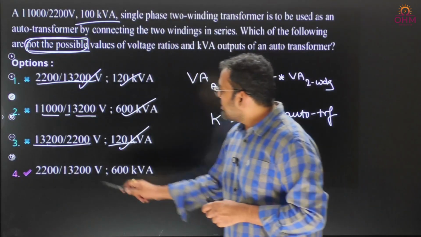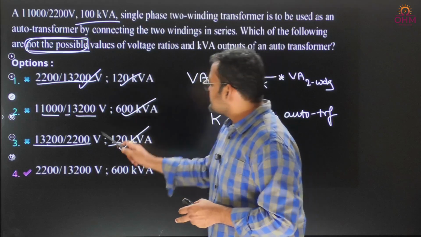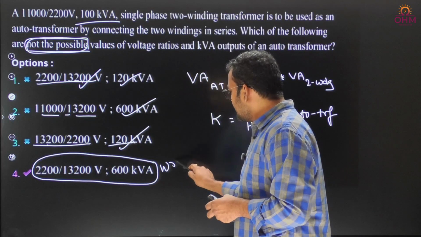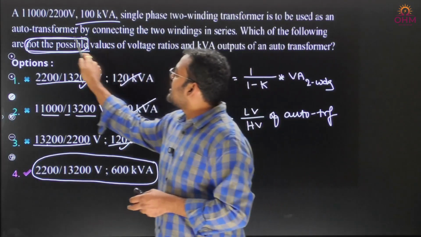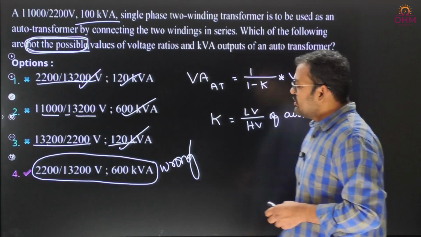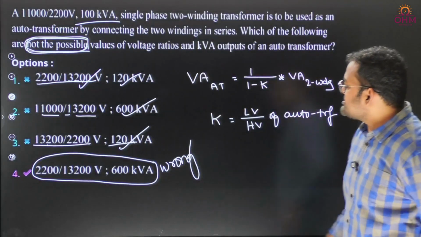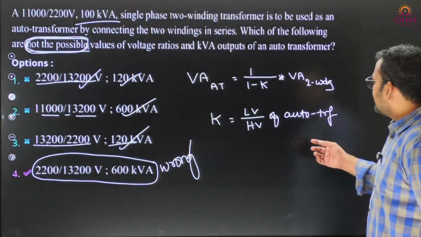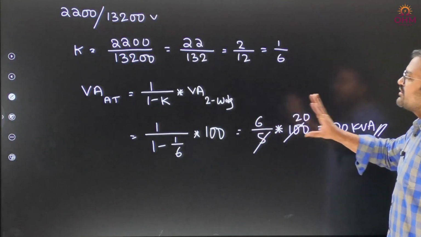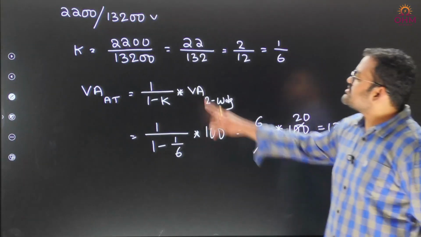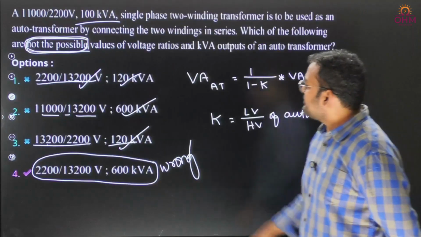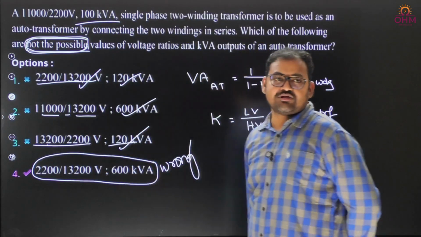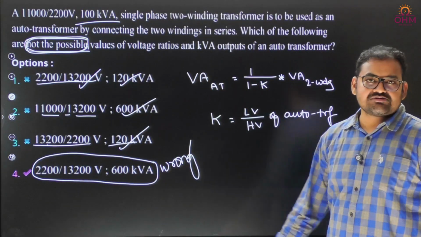Therefore, what is the only wrong answer here? Yes, this is the wrong answer, right? This is wrong. Wrong means this is your selection, because the answer is what is not possible. 2,200 by 13,200 means 120 kVA is correct, 600 kVA is wrong. I think just by answering this one statement, you can pick up the answer. You need not select the other options. Directly, this is going to be the wrong answer. Within 1 minute, you can answer that question.